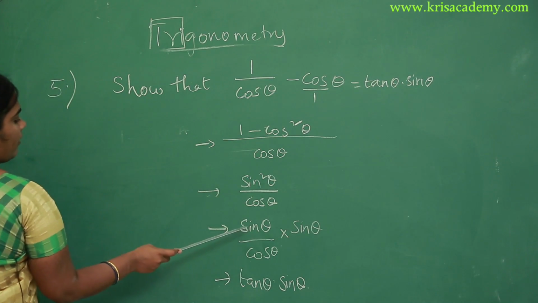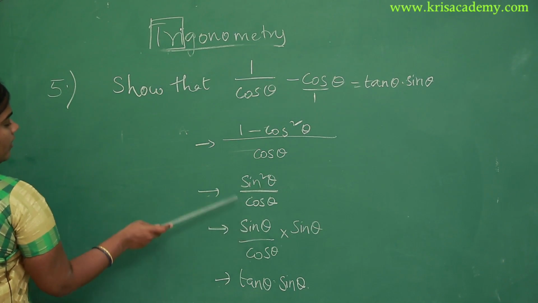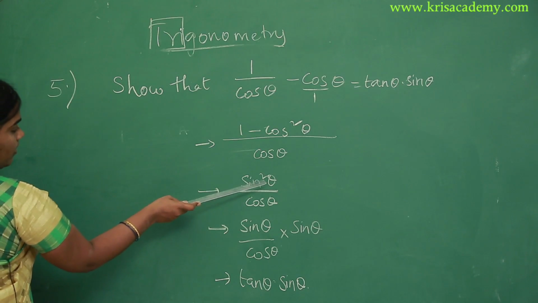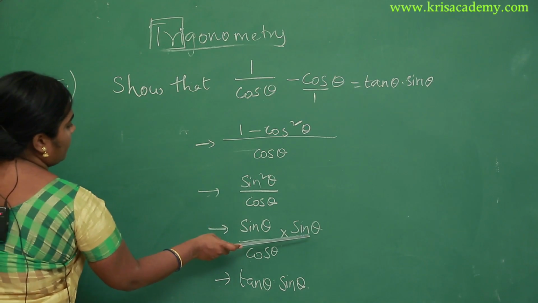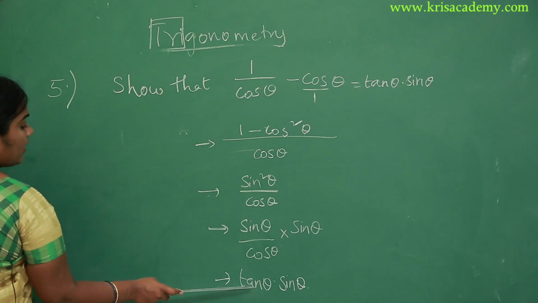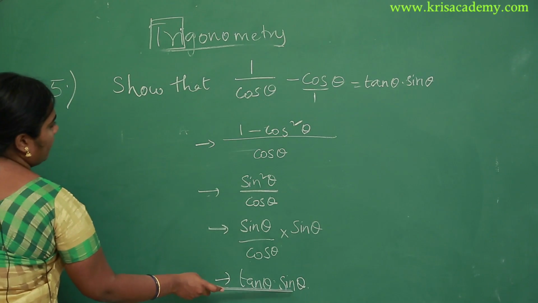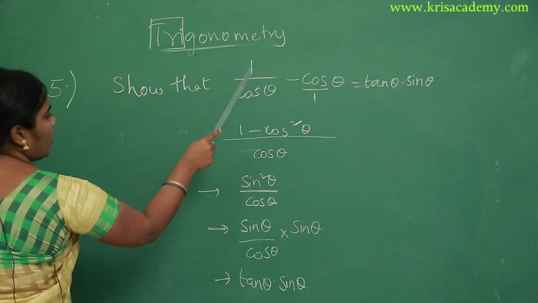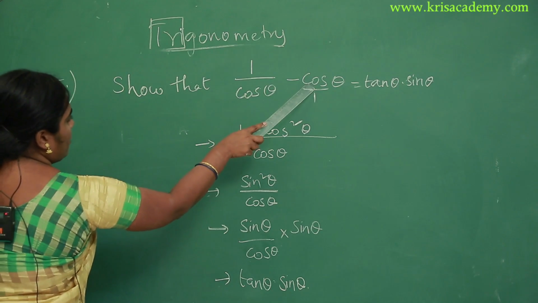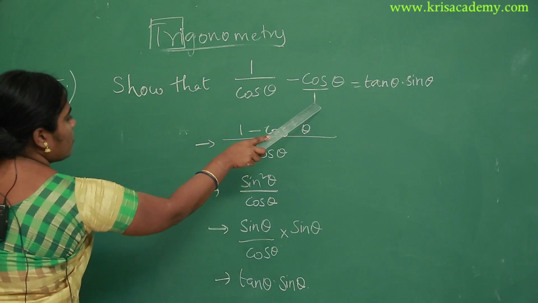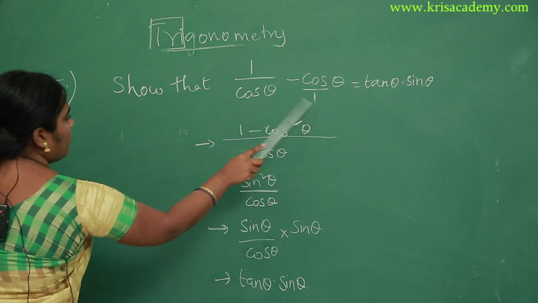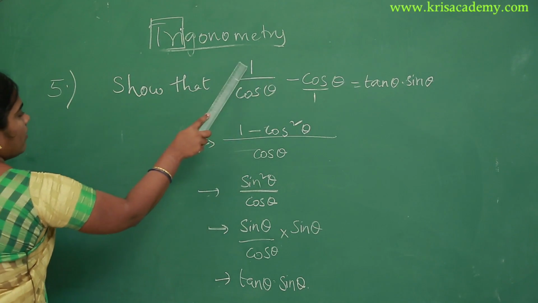Tan theta trigonometric ratio is sin by cos. Since we have here sin square, of the two sins, one we will write as sin by cos, the other one as sin theta only. So sin by cos is tan theta, and sin theta. So once again, your question is 1 by cos theta minus cos theta. For the denominator they didn't give any value, so we are taking 1. So multiply both denominators. 1 into cos theta is cos theta, then cross multiply.